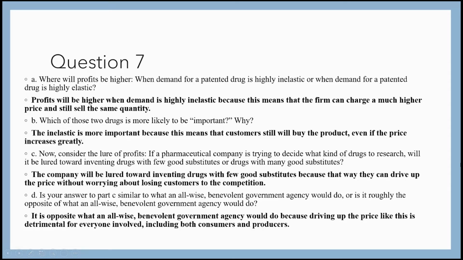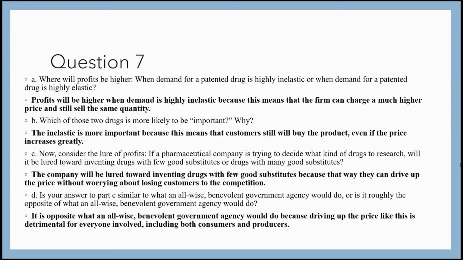Question 7 asks, where will profits be higher when demand for a patented drug is inelastic or elastic? Profits will be higher when the demand is inelastic because this means that the firm can charge a much higher price and still sell the same quantity. Which of these two drugs is more likely to be important? That's the inelastic one, because customers will still buy the product even if the price increases greatly.